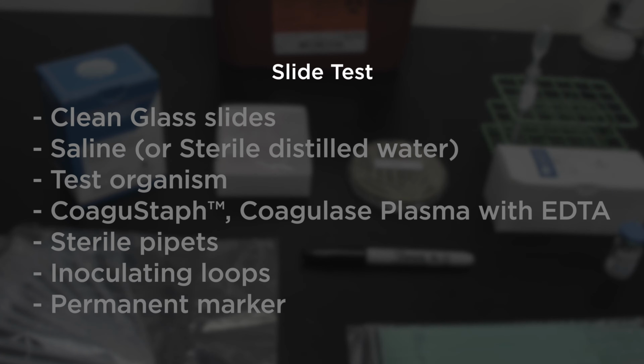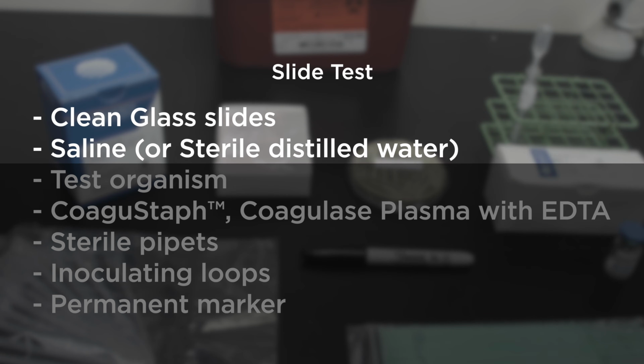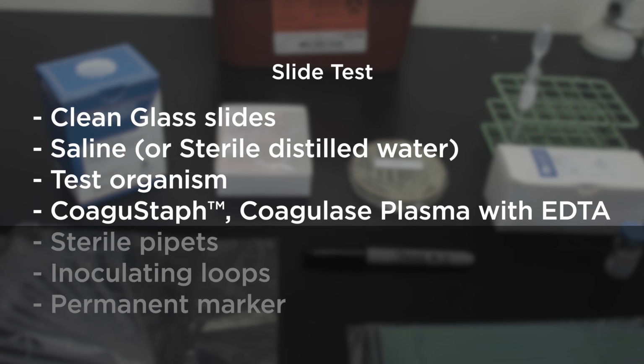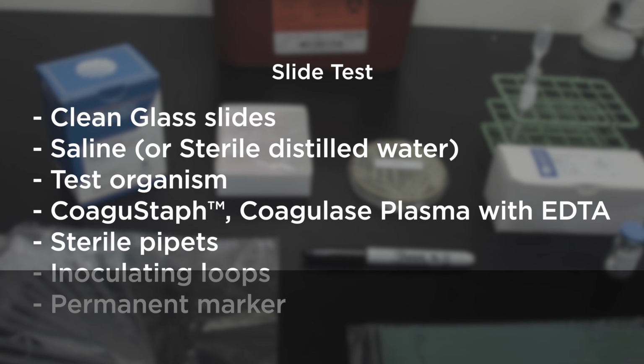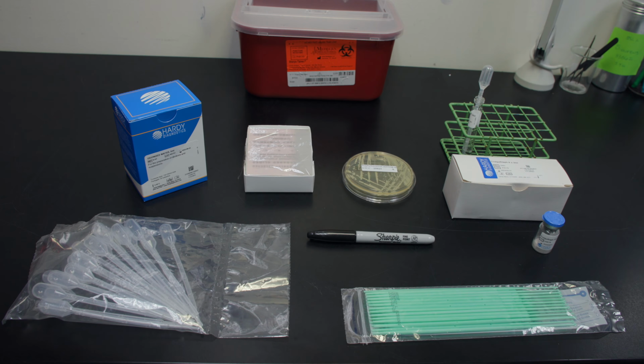First, we will demonstrate how to perform the coagulase slide test. You will need clean glass slides, saline or sterile distilled water, test organism, CoaguStaph Coagulase Plasma with EDTA, sterile pipettes, inoculating loops, and a permanent marker. To start the coagulase slide test, have your materials prepared on your disinfected surface.